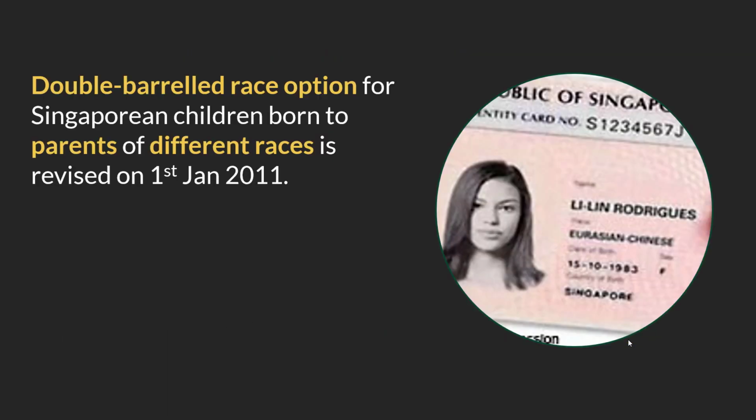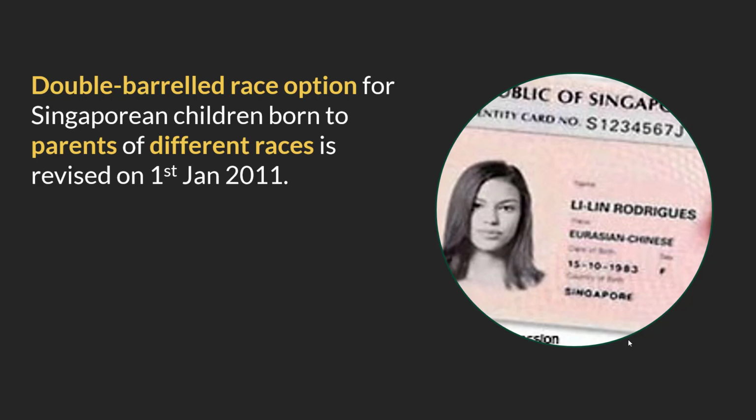Over the years, different races actually marry together and the child is of mixed race. And this becomes problematic because if, let's say, your father is Chinese and your mother is Malay, would you consider yourself Chinese or Malay, or both Chinese and Malay, or half Chinese, half Malay? It becomes quite complicated. So to understand and try to allow for that, we have the double barrel race option, where it's indicated that you're born to parents of different races, revised on 1st of January 2011.